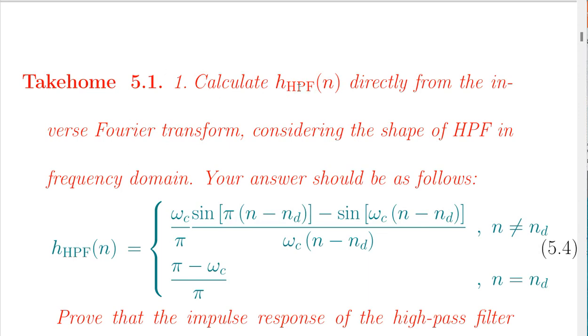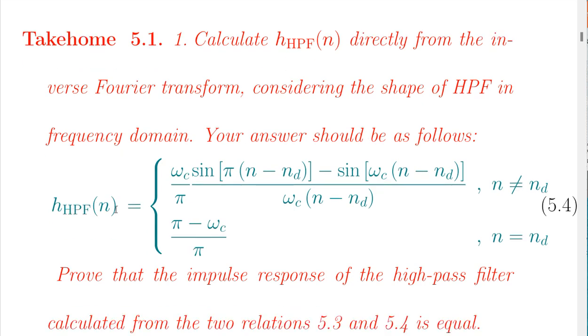Calculate H high pass filter of n directly from the inverse Fourier transform, considering the shape of the high pass filter in frequency domain. Your answer should be as follows. H high pass filter of n equals omega c over pi times sine pi times (n minus nd) minus sine omega c times (n minus nd) over omega times (n minus nd) if n is not equal to nd. Otherwise, it will be (pi minus omega c) over pi.